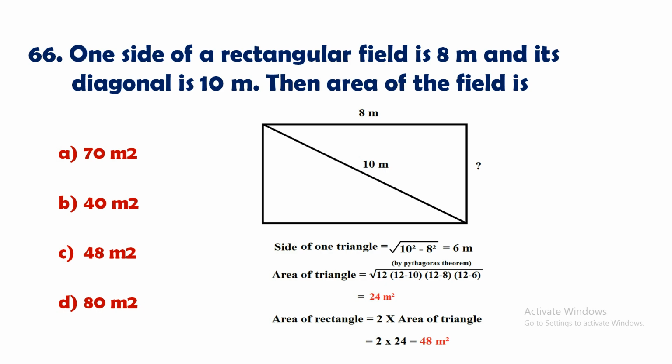One side of a rectangular field is 8 meter and its diagonal is 10 meter. The area of the field is 70 meter square, 40 meter square, 48 meter square, 80 meter square. The answer is one side of a rectangular field is 8 meter and its diagonal is 10 meter, then area of the field is 48 meter square.